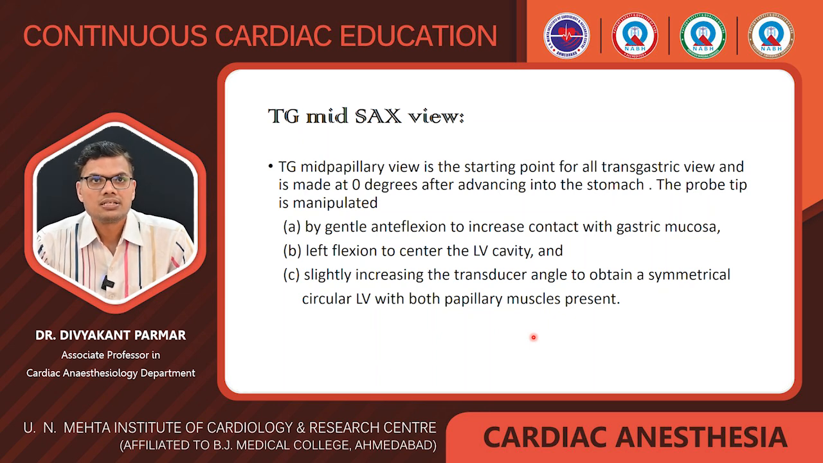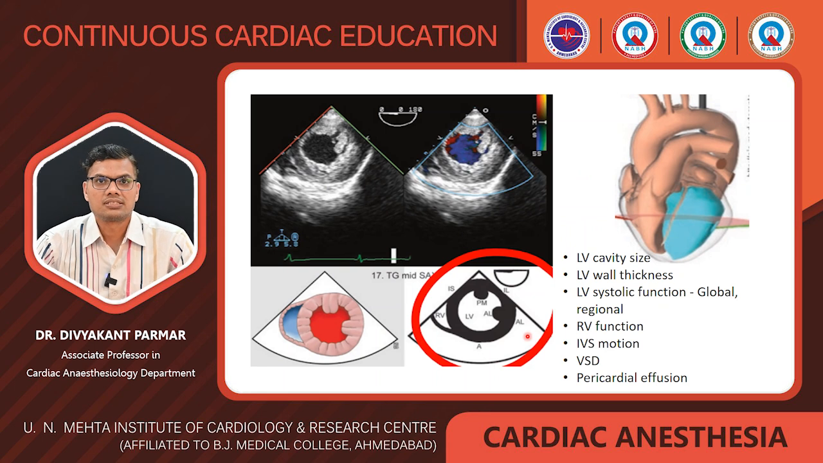Coming to the transgastric mid short axis view. The transgastric mid papillary view is the starting point for all the transgastric views, which is made at 0 degree after advancing into the stomach. So we have to anteflex the probe, and some left flexion may be required to center the LV cavity, and we have to increase the transducer angle up to 20 degrees to obtain the symmetrical circular LV with both papillary muscles present.